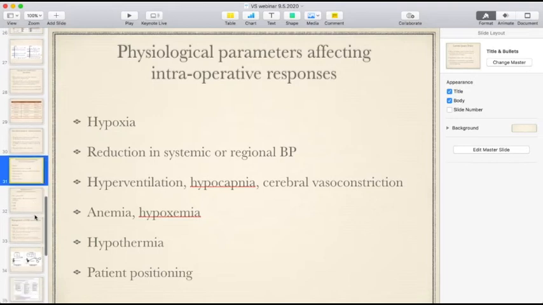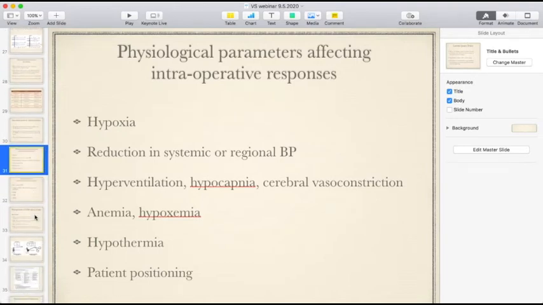What are the physiological parameters that can affect our intraoperative responses? It's not that the surgeon or the surgery itself always causes any loss of potential. There are a number of physiological parameters which can affect the neurophysiological responses during surgery: hypoxia, reduction in the perfusion pressure, hyperventilation, hypocapnia, vasoconstriction, hypoxemia, and patient positioning. There are a number of such factors that need to be considered.